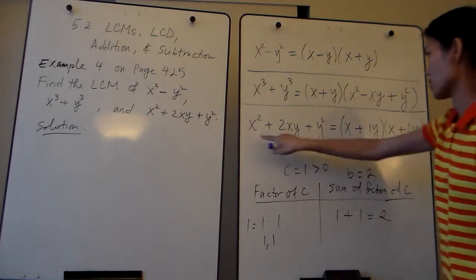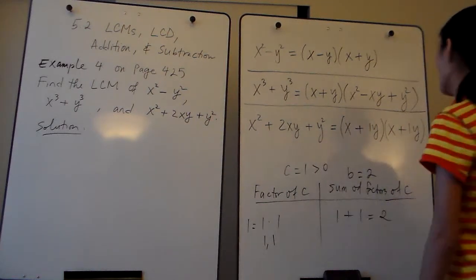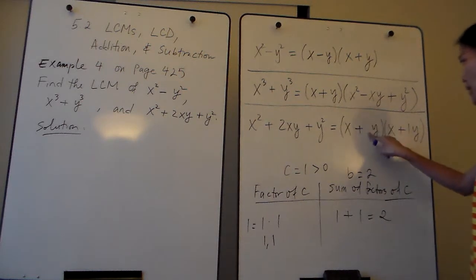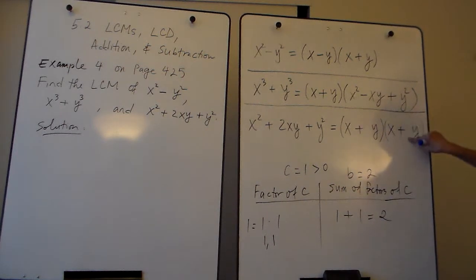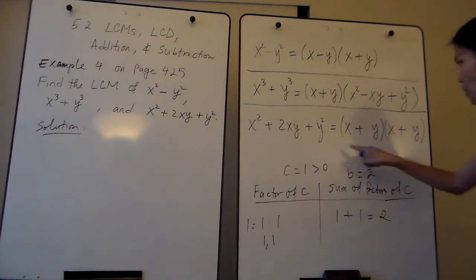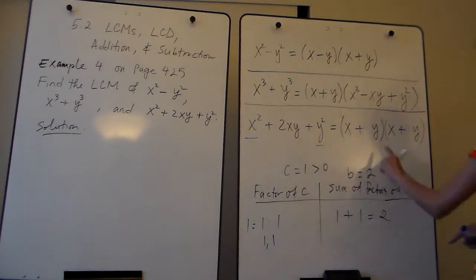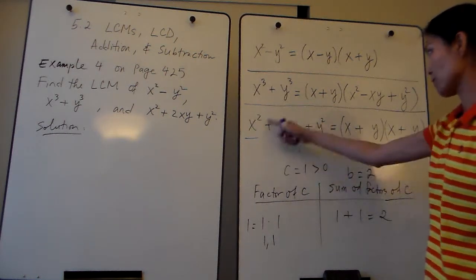X times x is x squared, right? So we get this term. Y times y, right? 1 times y is just y. So y times y is y squared. So we did get these terms. X times x is x squared. Y times y is y squared. The one we need to check is this term.